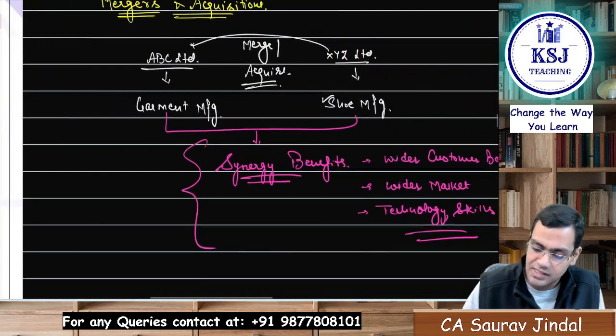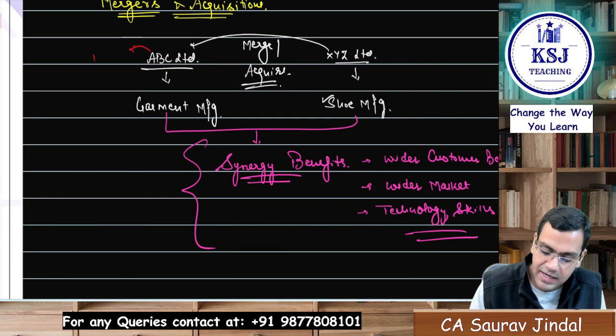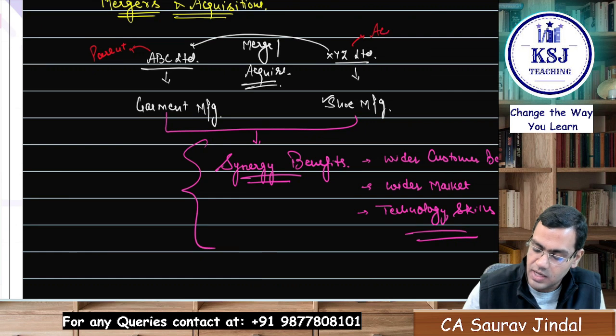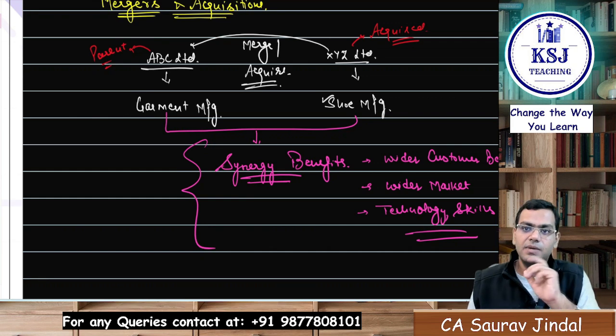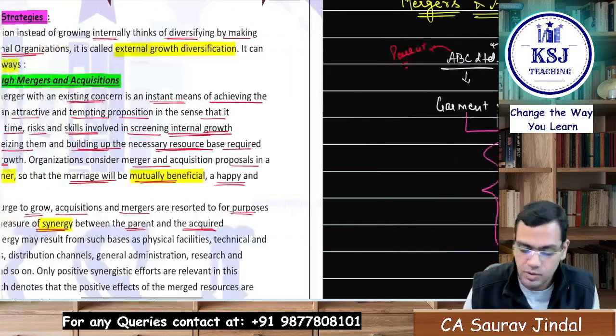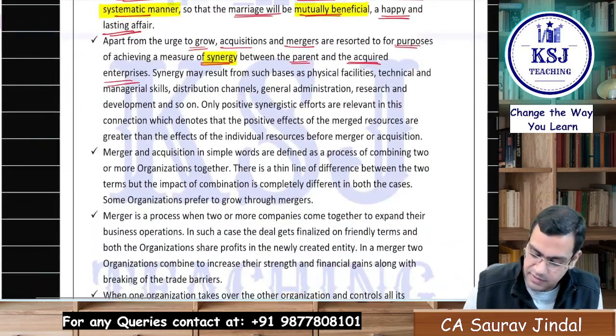So in this case, ABC Limited is called the parent enterprise, right? And XYZ Limited is known as the acquired enterprise, right? See, there is a difference. There is a small difference between the merger and acquisition. I'll come to that. What is the difference here itself? We will come to that, right?